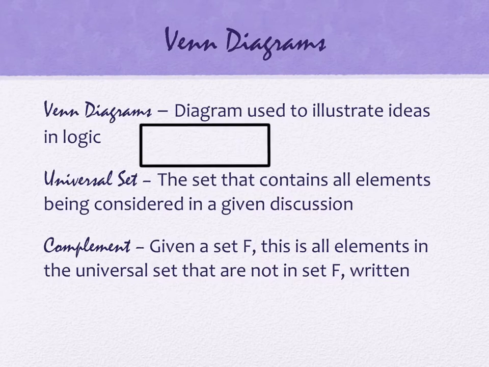Like this. I've got a rectangle. That rectangle is understood to be my universal set. A universal set is a set that contains all elements being considered in a given discussion. So if we're talking about the universal set U as the people in my family, then everybody's names could be written inside that rectangle. I'd have 6 people. The complement of a given set F is all elements that are not in the set.